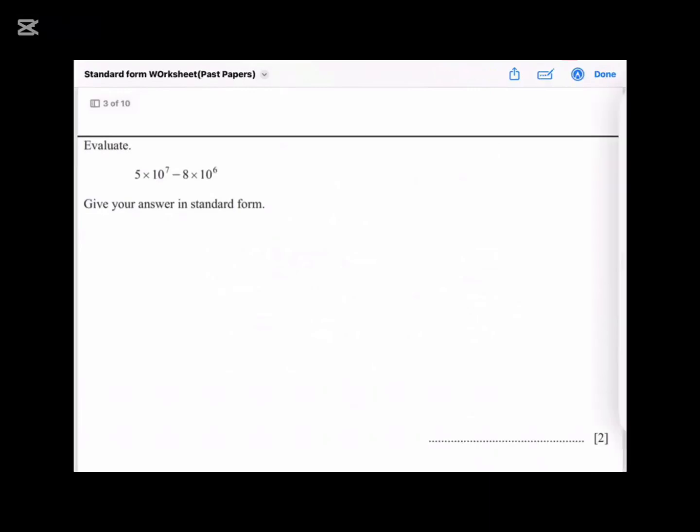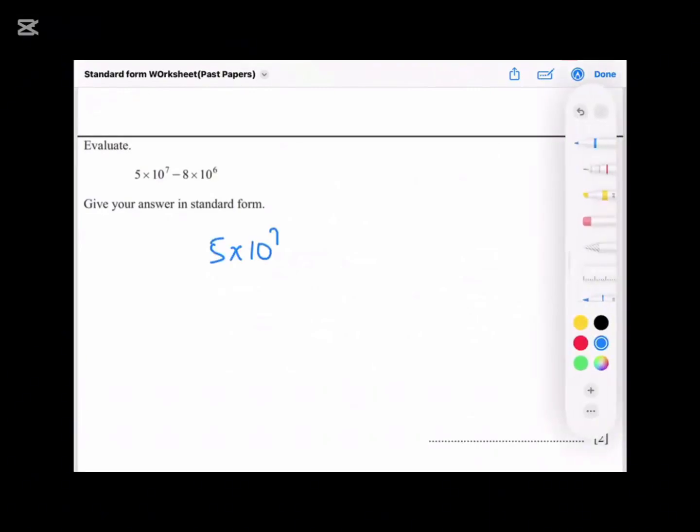Now we need to subtract the two numbers. Now we have 5 multiplied by 10 to the power 7 minus 8 multiplied by 10 to the power 6. Now the rule of minus and plus is that the same base's power must be the same. So what I will do, as you see there is no decimal, this means the decimal is at the end. I will move the decimal point to the right side one step. So this will become 50.